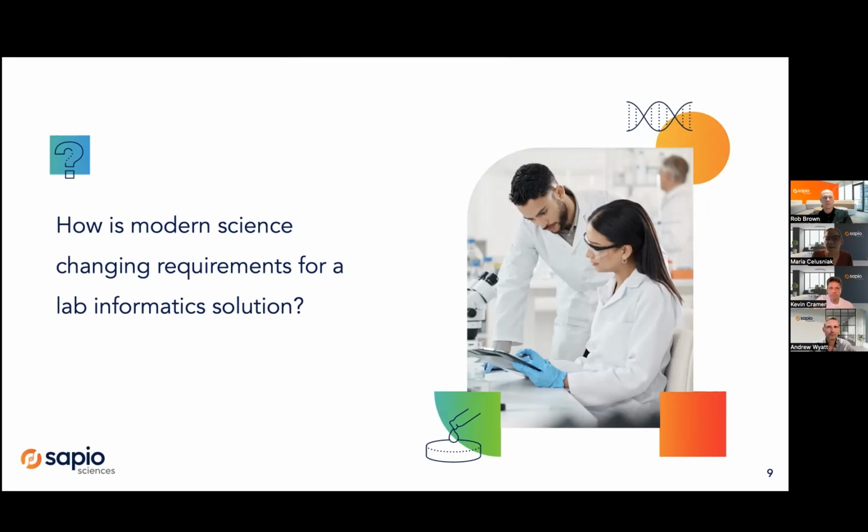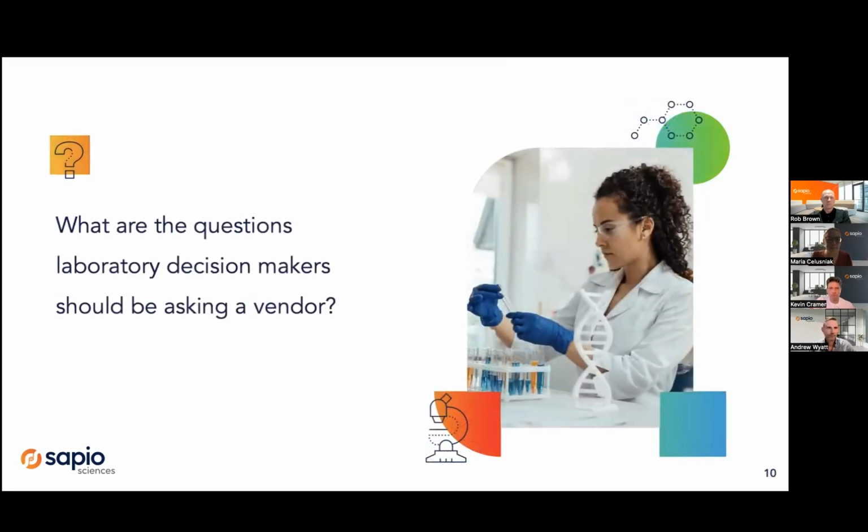Really good dialogue around that question, and clearly a lot of exciting things happening in the scientific landscape, which can be enabled by the right platform. We talked about questions and their role in the solution search a little bit earlier. What are the most important questions that a laboratory decision maker should be asking a vendor?